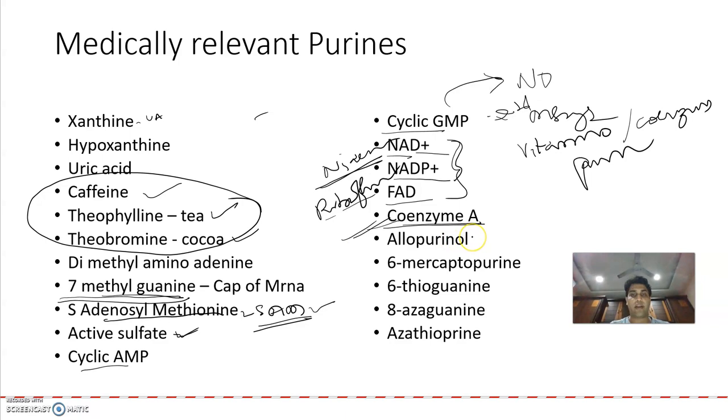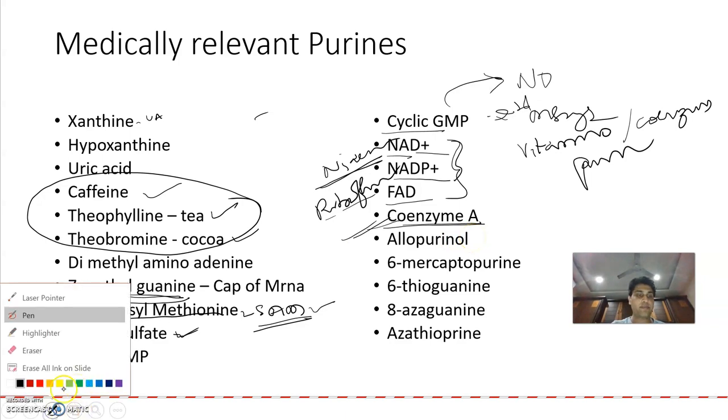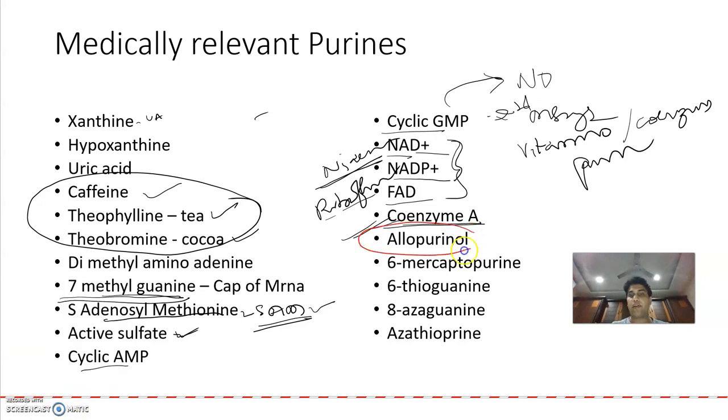Then we have the drug allopurinol, a xanthine oxidase inhibitor. We give it in the treatment of gout, Lesch-Nyhan syndrome, tumor lysis syndrome, and other conditions where we need to decrease the uric acid level, especially in all hyperuricemic conditions. We give allopurinol as a first line drug to decrease the uric acid levels.